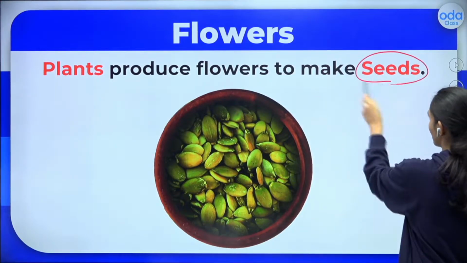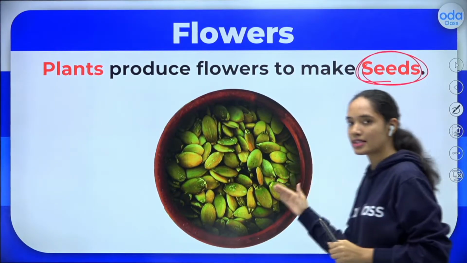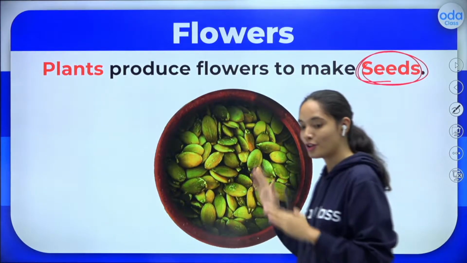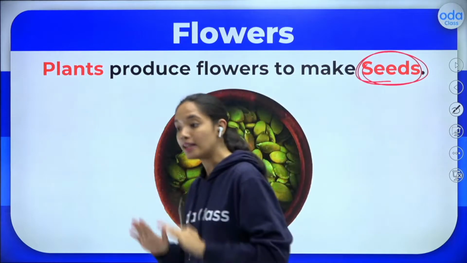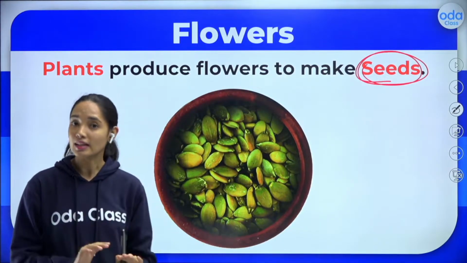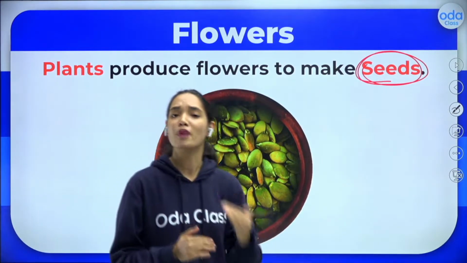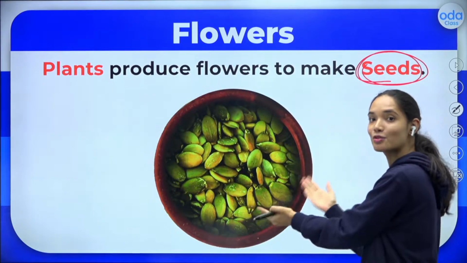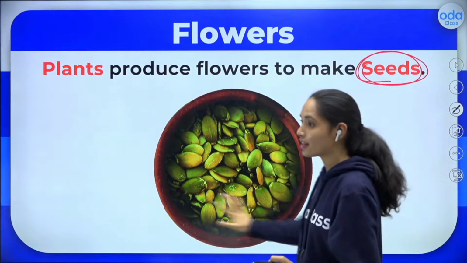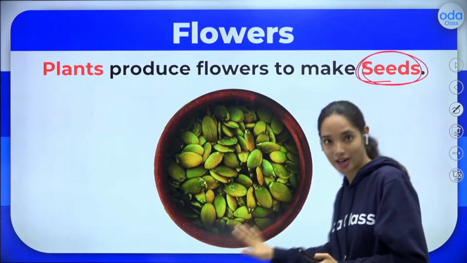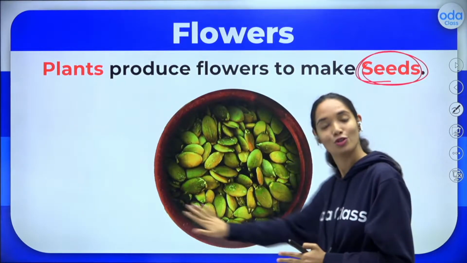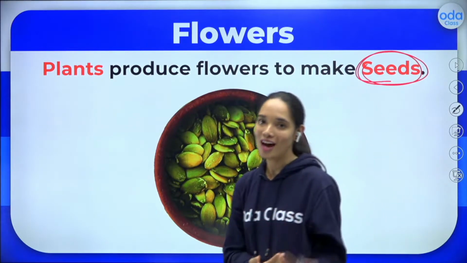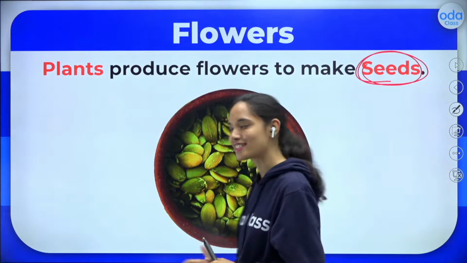So what is the use of seeds? These seeds carry future plants, isn't it? Yes or no? So basically, the main intention of a plant to produce a flower is to make seeds. Seeds carry the future generation. That means to make new plants, isn't it? So plants produce flowers to make seeds.